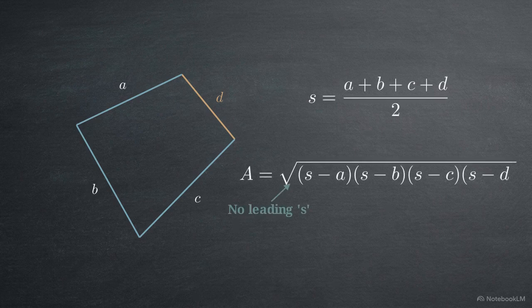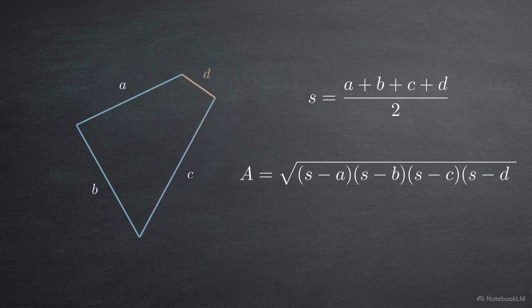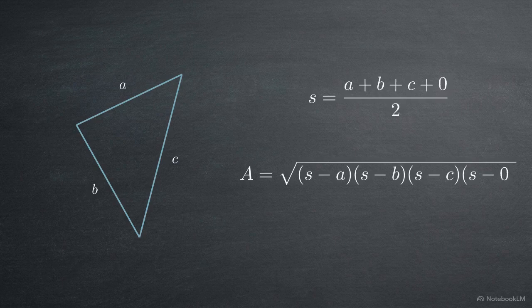He developed a formula for cyclic quadrilaterals, 4-sided shapes whose vertices all sit on the boundary of a single circle. This is Brahmagupta's equation. Unlike Heron's formula, there is no semi-perimeter S factor multiplied outside the root.